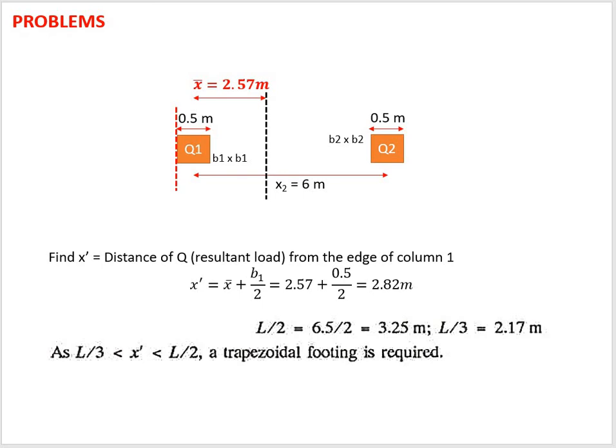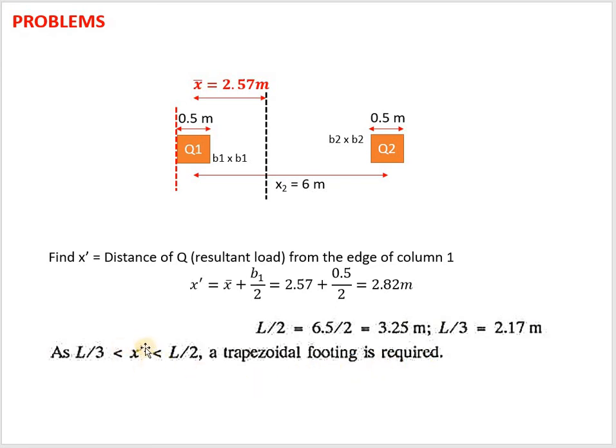But for a rectangular footing, directly from X bar, if you find that X bar is equal to L by 2, then you can go for a rectangular footing. But when it comes to a trapezoidal footing, not only X bar, you will have to find the X dash as well, and this X dash must be between L by 3 and L by 2. Then only you can design a trapezoidal footing.